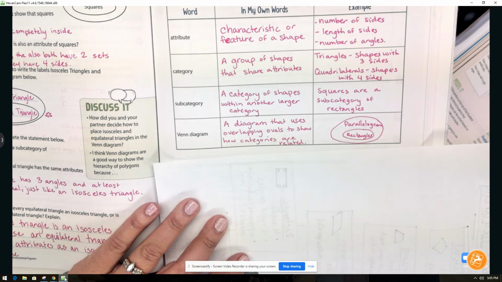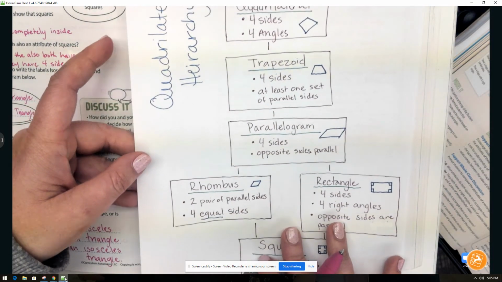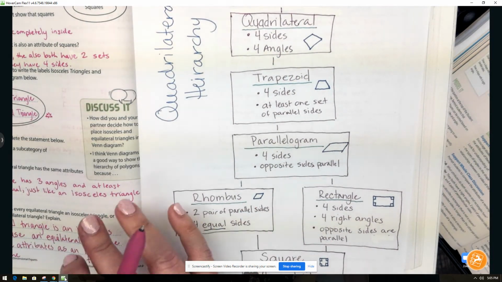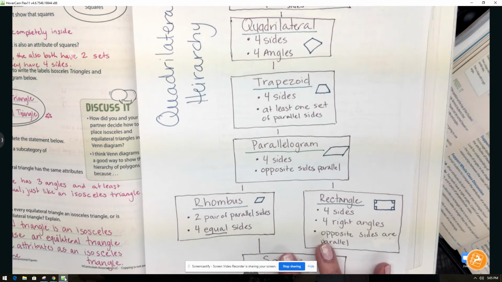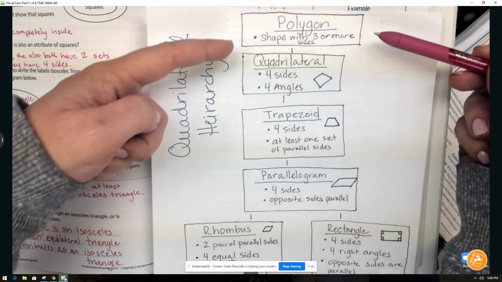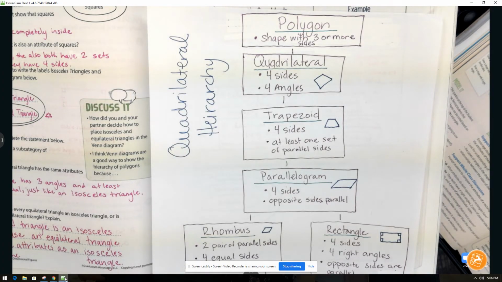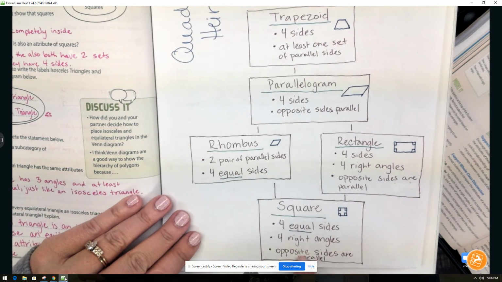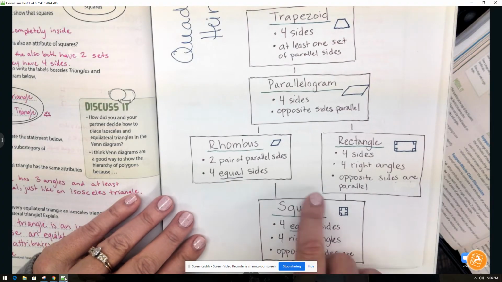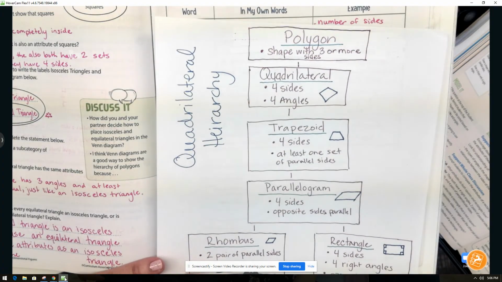With that, I want to go ahead and share with you this quadrilateral hierarchy, because we're going to talk about hierarchy. We talked about it a little bit today. So as you move down the hierarchy, there are more characteristics of the shapes, as we move down to the square being at the very bottom of this hierarchy because it's the most restrictive shape, because it has lots of attributes that make it a square.